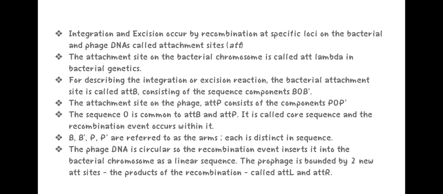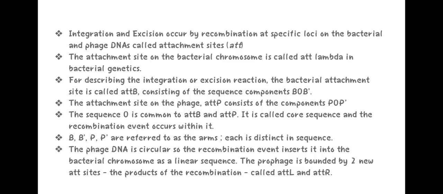The attachment site on the bacterial chromosome is called att lambda in bacterial genetics, for describing the integration or excision reaction. The bacterial attachment site is called attB, consisting of the sequence components BOB'. The attachment site on the phage, attP, consists of the components POP'. The sequence O is common to attB and attP. It is called the core sequence, and recombination events occur within it.